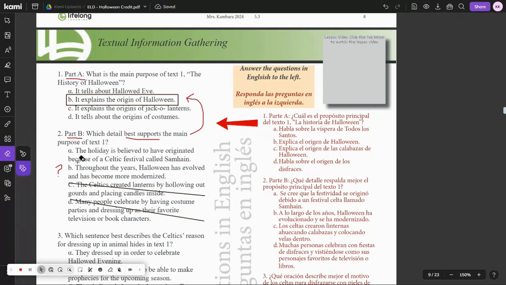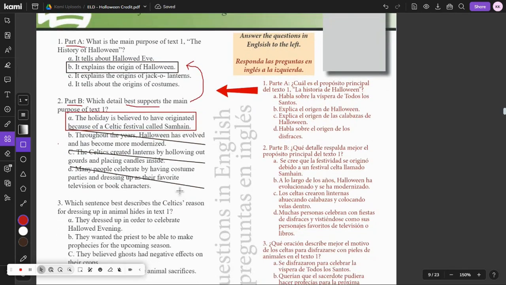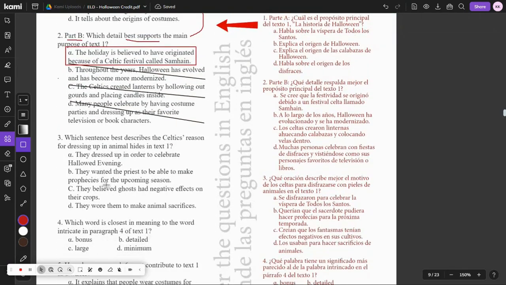And I messed up here. So let's take a look at it. Throughout the years, Halloween has evolved and become more modernized. That's great, but that doesn't come back up here to talk about the origins. So it's actually going to be A, because it tells us where it started, and it started with the Celtic festival, and so on. Okay, so we have both of those completed.